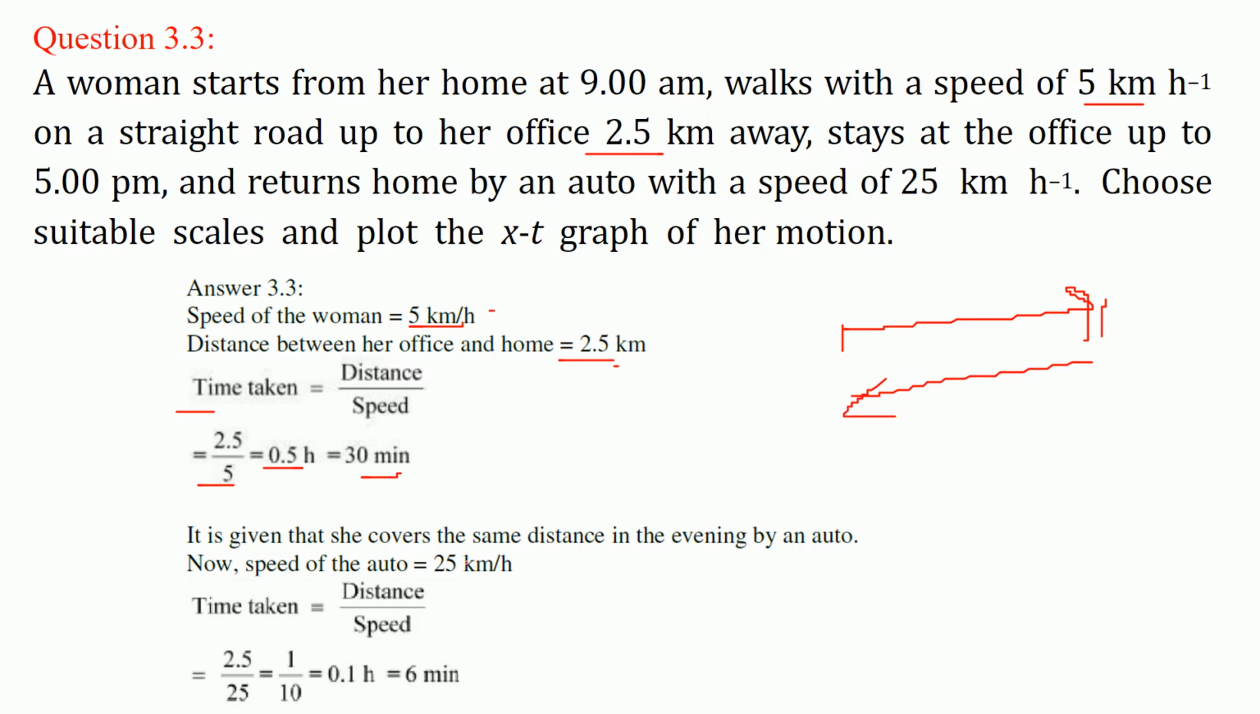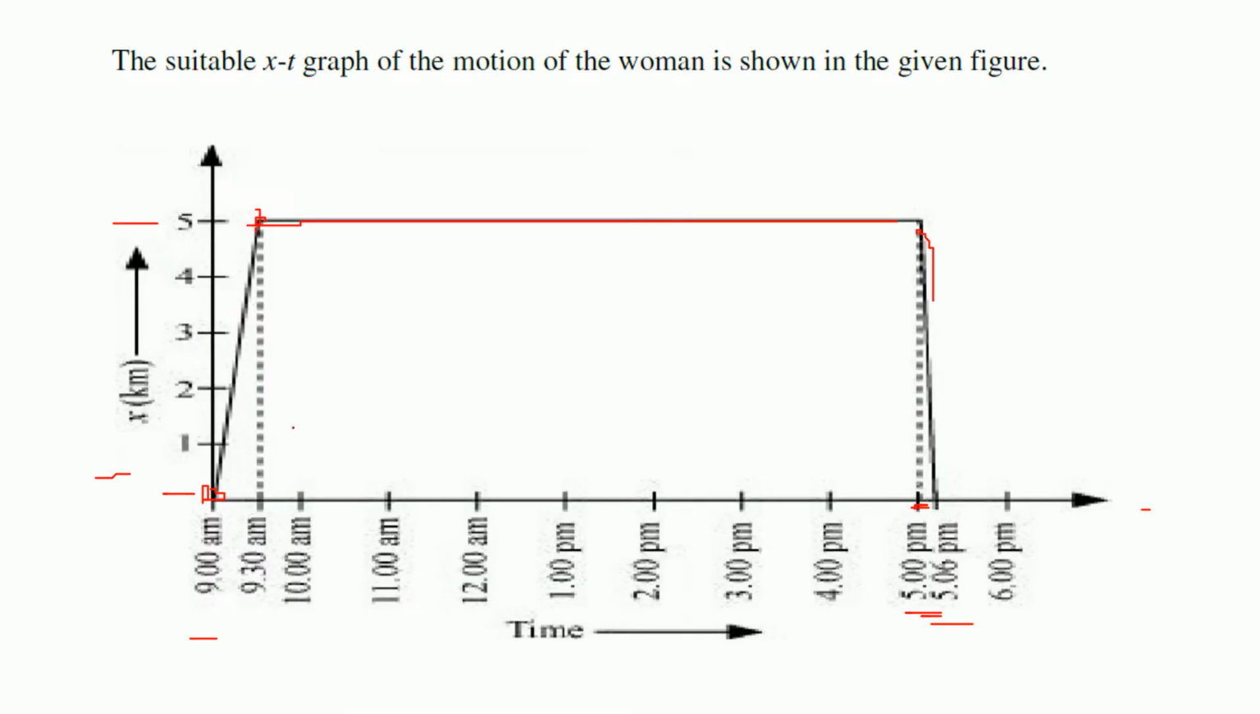But now the speed has changed, it is 25 km an hour. Again we'll apply the same formula. That is 1 by 10, 1 by 10 is 0.1 hour. Change 0.1 hour into minutes, multiply by 60. So it gives you 6 minutes. So this is the 6 minutes. This is the plotting of the graph.